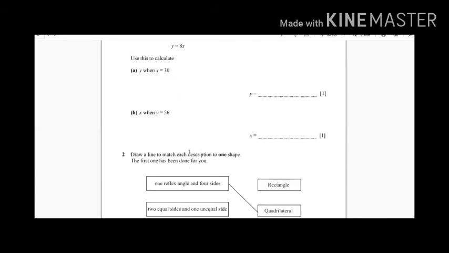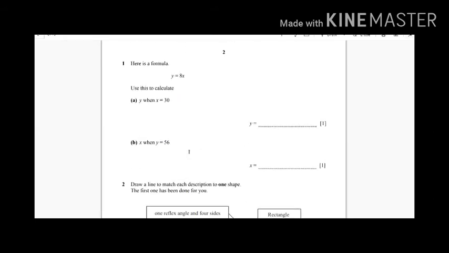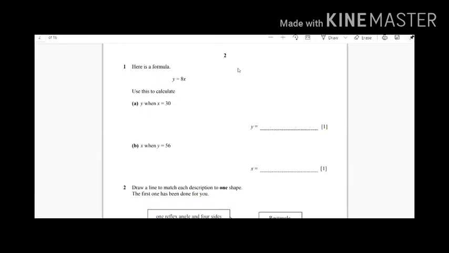The first question is y is equal to 8x. So can you find the value of y when x is equal to 30? A little algebra is used. So if x is equal to 30, what will be the value of y? How will you do that? Do you have any idea? Confused a little bit. Okay, I check it.